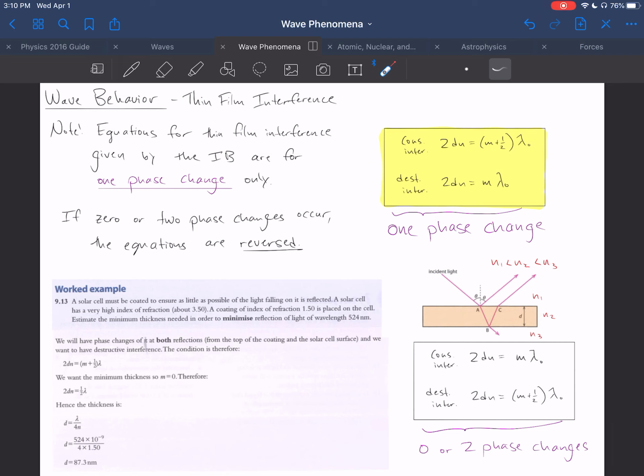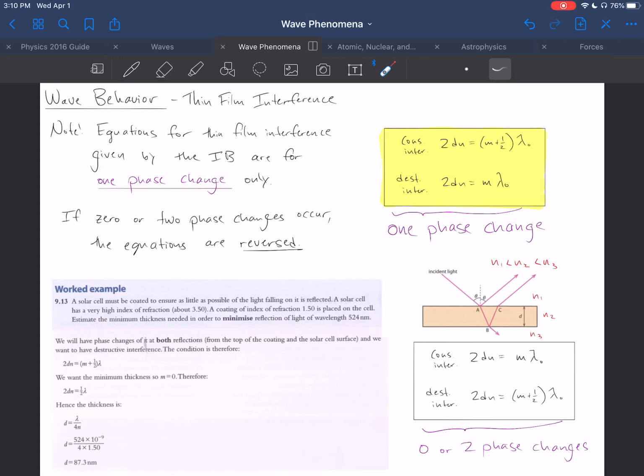There are situations for thin film interference, though, where you need to account for the fact that those reflected rays will undergo two phase changes. Will they undergo a phase change at both boundaries? This might be sort of seen in an example like the worked example right below.